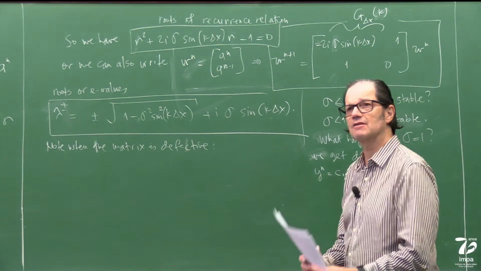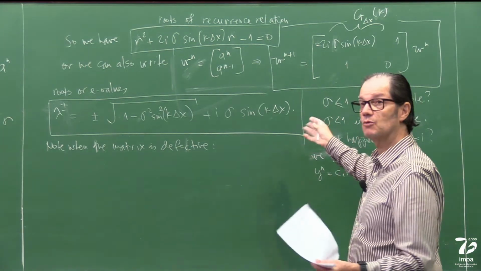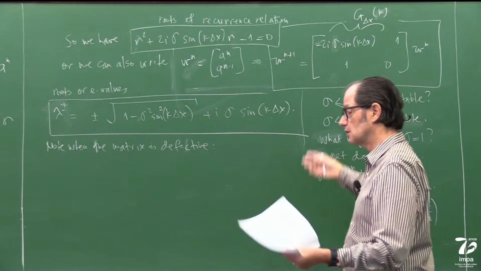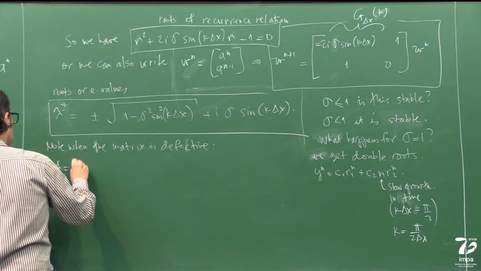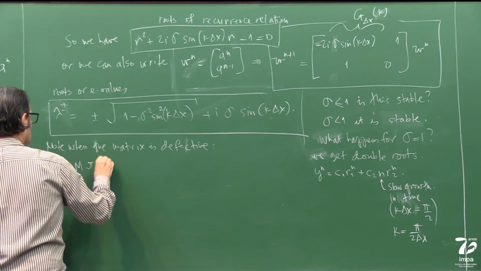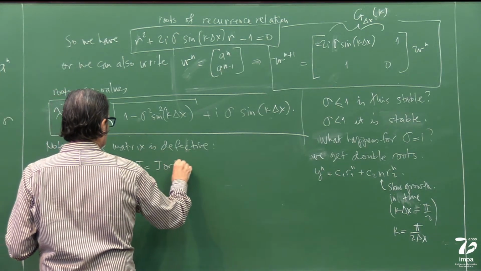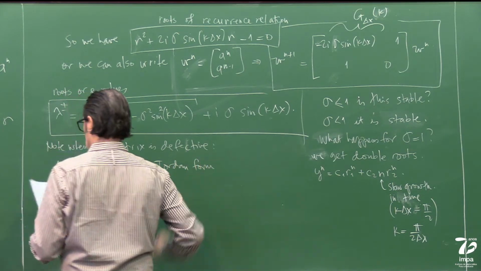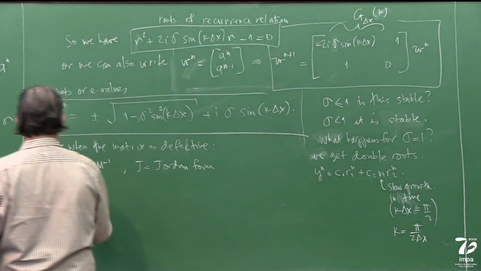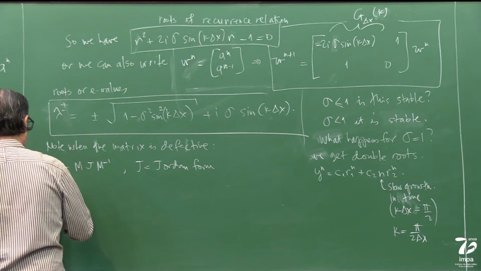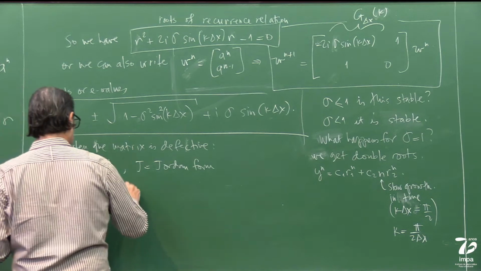When the matrix is defective, what happens? Here we saw double roots, right? Which would mean double eigenvalues, right? It could be diagonalized, but let's think of the following. A is M J M inverse, where J is the Jordan form, okay? And let's suppose that we have a Jordan block, Ji.